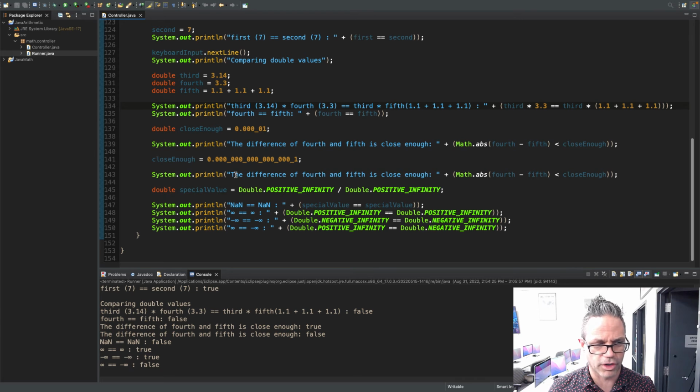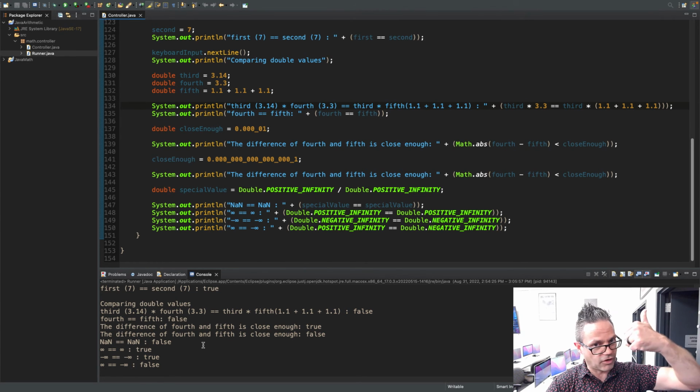But wait, still there's more. Let's talk about NaN. Remember that's that special value of infinity divided by infinity? It's one of the ways we can actually calculate that. So NaN equals NaN? False. NaN doesn't equal itself. NaN doesn't equal anything. So if I get not a number, it's not going to be comparable to anything at all. But infinity equals infinity? That's true. Infinity equals negative infinity? No, positive and negatives aren't the same thing. But negative and negative, those are both the same. So we're good to go.